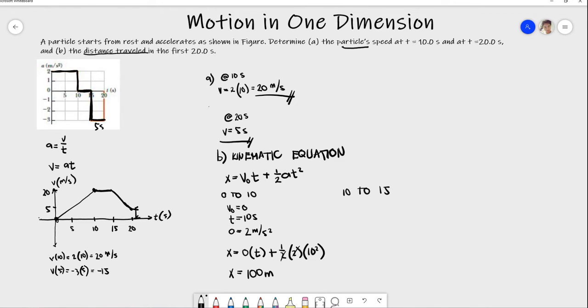From 10 to 15, as we can see here, the acceleration is equal to 0 from 10 to 15 seconds. And next, the velocity here, let's say, what are we going to use? The initial velocity. Okay, let's say the initial velocity here from this point, from 10 to 15, is equal to 20 meters per second. And how about the time? For the time, that is 15 minus 10. Therefore, this is 5 seconds.